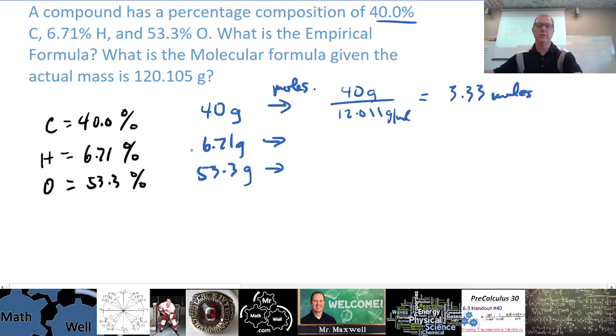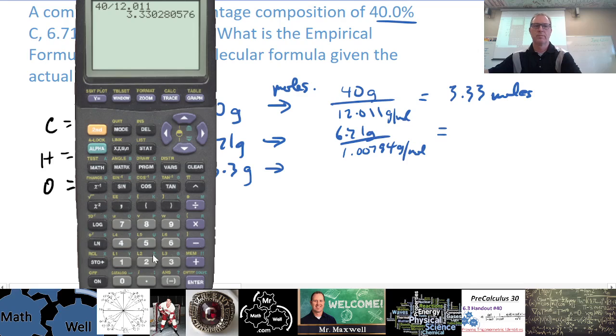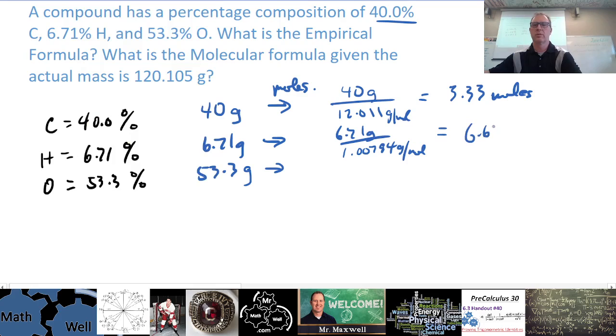And for hydrogen, 6.71 grams divided by 1.00794 grams per mole hydrogen. 6.71 divided by 1.00794. Okay. So that's 6.657 moles. And you can just use a bunch of decimal places. Don't worry about sig figs till the end. You don't have to worry about that at all.